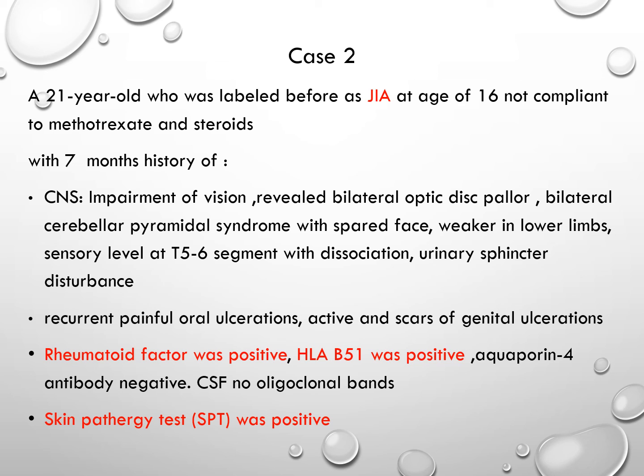Another case: he was a young male, 21 years old, diagnosed at the age of 16 as a case of JIA, with a 7-month history of CNS manifestations like impaired vision, which revealed a pale optic disc upon examination, bilateral cerebellar pyramidal syndrome sparing the face, weakness in lower limbs, and sensory level at T5-6 with dissociation, and urinary sphincter disturbance.